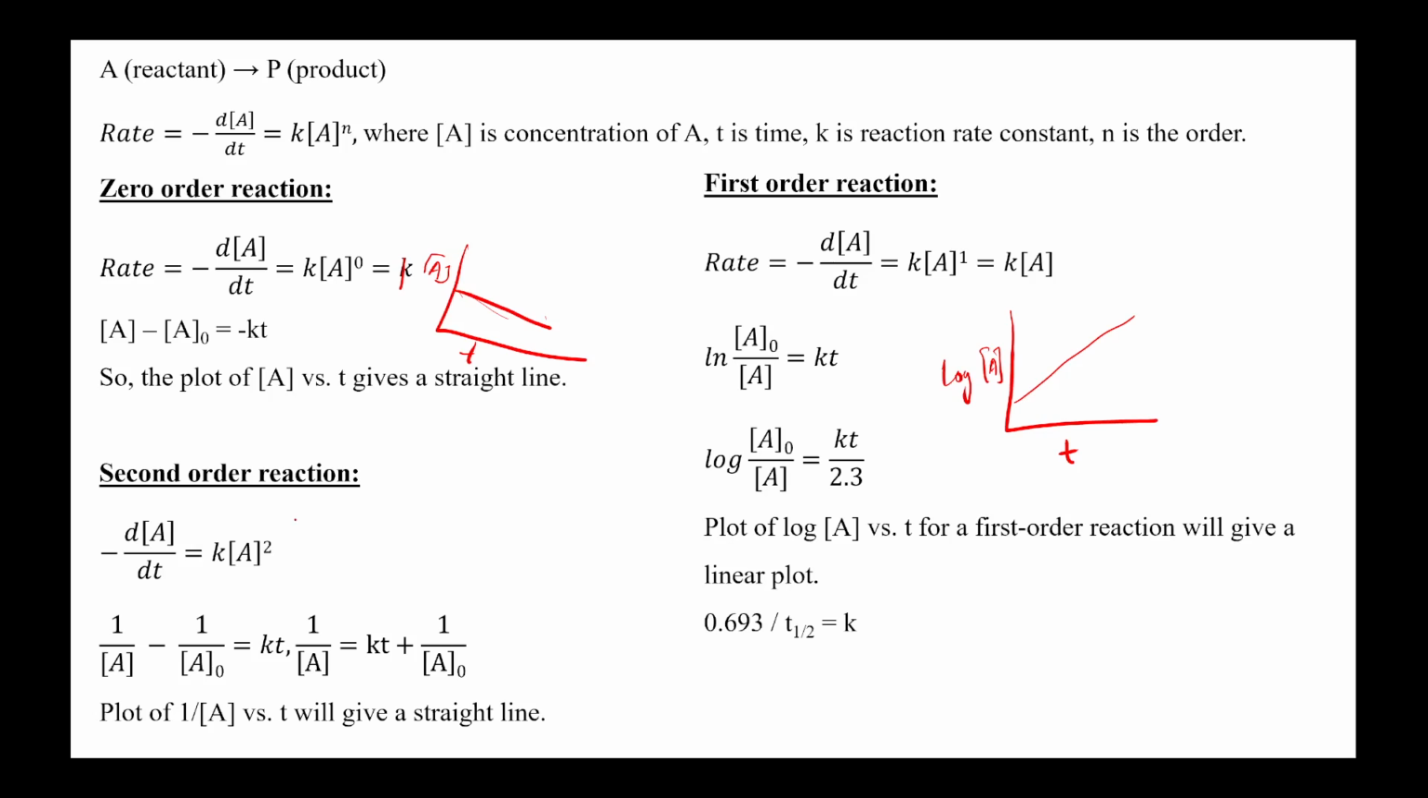For a second order reaction, the value of N will be 2 and the rate will be K multiplied by the concentration of A square. If you again integrate it, you will get another equation, which is an equation for a straight line.